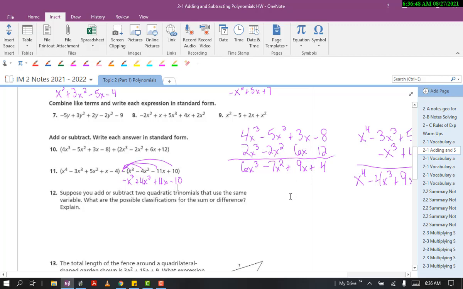So we got standard form. We can add and subtract. We can talk about degree and we can talk about the number of terms. And that's the basis of 2-1 regular basic polynomials.